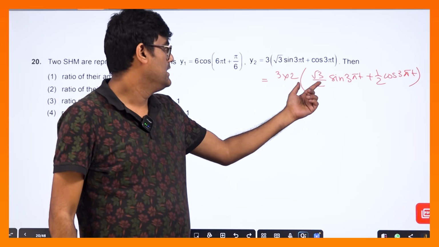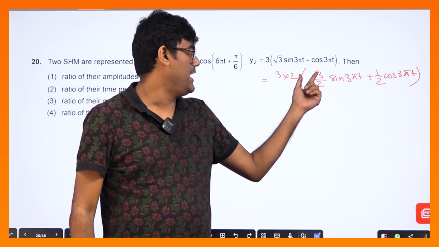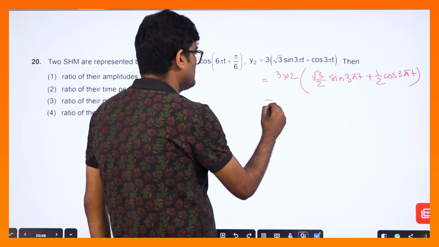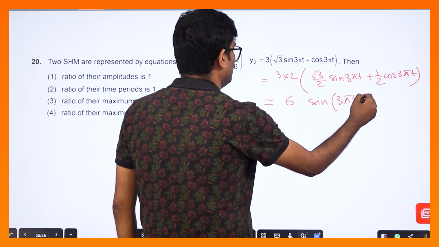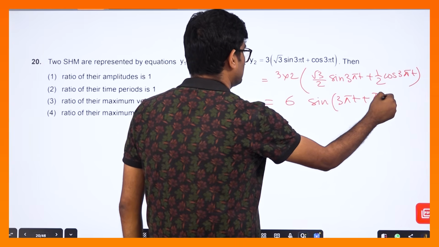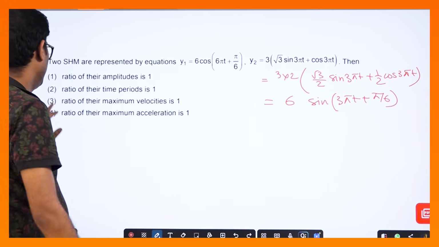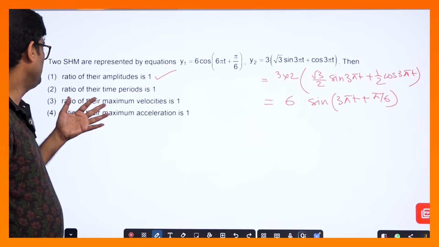You can see it is cos A sine B plus sine A cos B, where the angle A is equal to 30 degree, right? So this is equal to 6 into sine of A plus B. 30 degree means pi by 6. So their amplitudes are the same. The ratio of the amplitude is 1. Right, that is the correct option. I do not have to check, but again you can check.